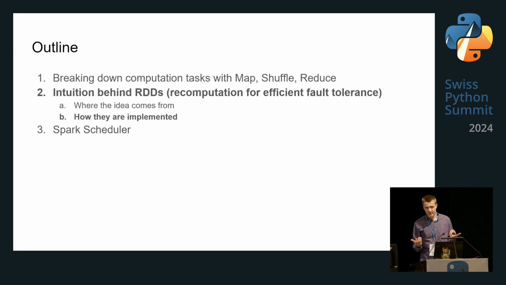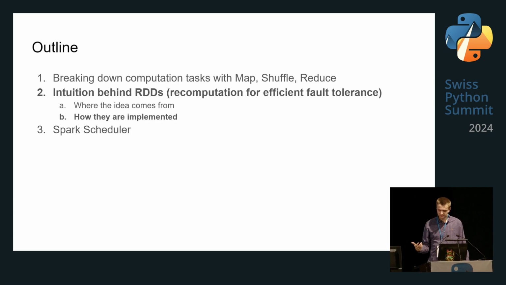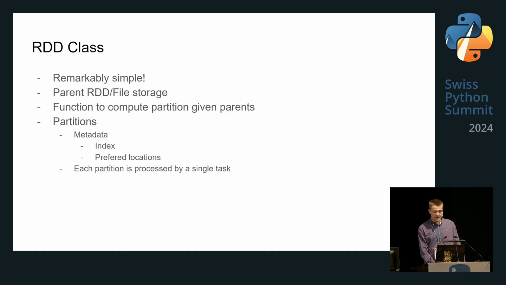So I guess now that we have this idea of how we're going to provide fault tolerance and good performance at the same time, through recomputation when there is a fault, the next question is how do we actually implement this? RDDs, or Resilient Distributed Datasets, the core idea behind Spark, are an implementation of this idea. And the good news for understanding Spark is that they are actually quite simple.